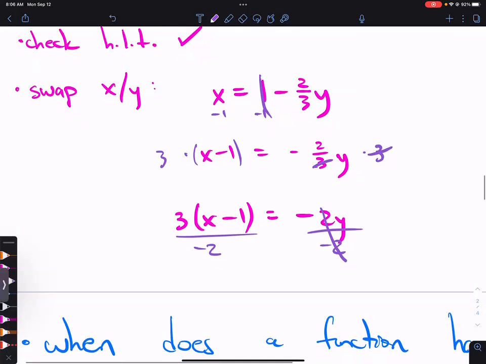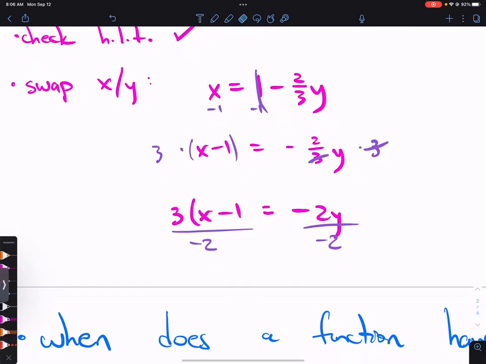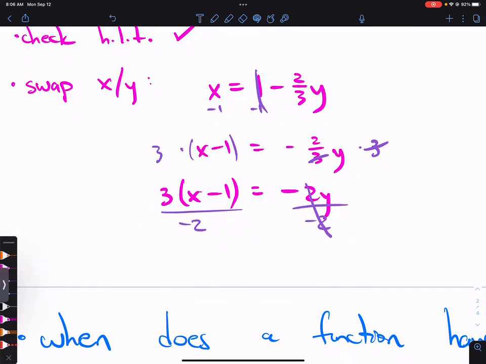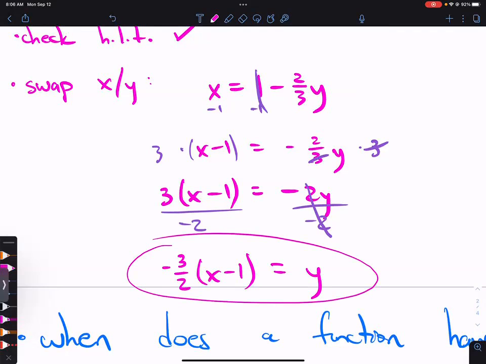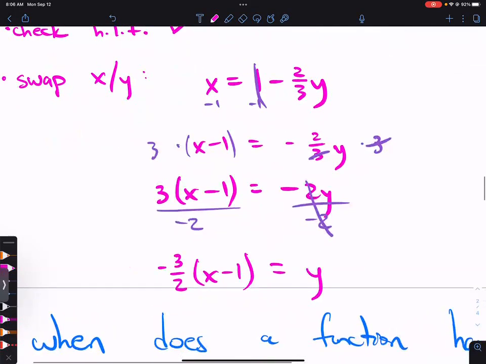Divide by negative 2, and we get, oh no, room. Negative 3 halves x minus 1 equals y, something like that. That would be our inverse function. Right, so I might name that, what was this, g? That's g inverse.